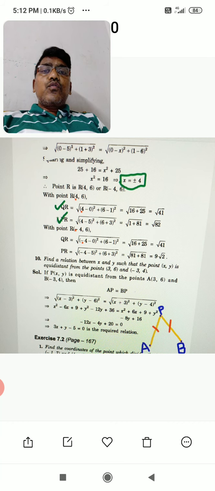Why did I do it in two ways here? The x values are both plus 4 and minus 4. For the plus 4, the first QR and PR answers. For the minus 4, the second QR and PR.